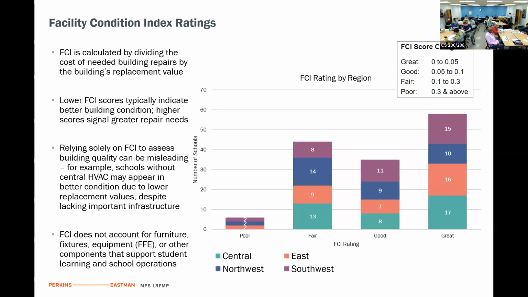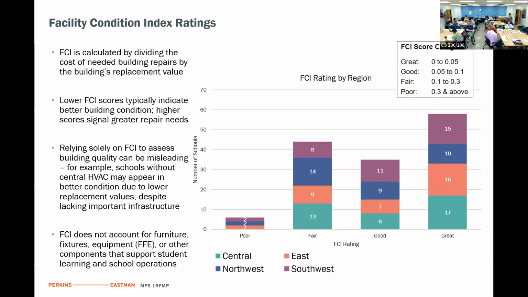Is your condition index for maintenance based on the maintenance that MPS facilities keep? Yes, this is based on MPS facilities data. Good point.